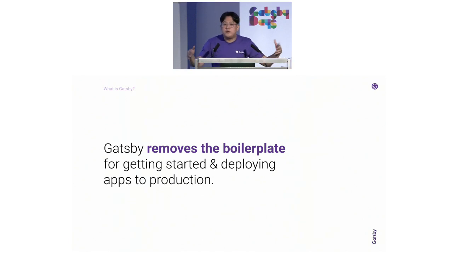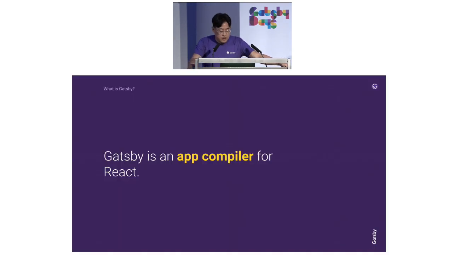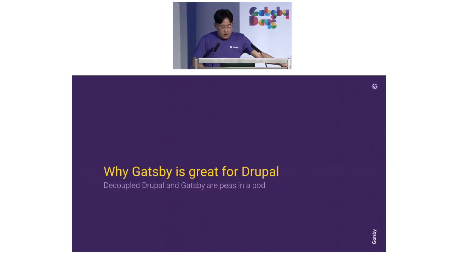So Gatsby removes the boilerplate to get started, all of this work to get started, and for deploying apps to production. And we obsess over that front-end performance tuning, so you don't have to worry about it. There's a lot of talks that people give about how to improve performance in React, how to improve performance in JavaScript, and that's really not as much of a concern with Gatsby. So Gatsby's goal is to make web development ever more powerful and simple. And with that, let's move into a little bit about Drupal.